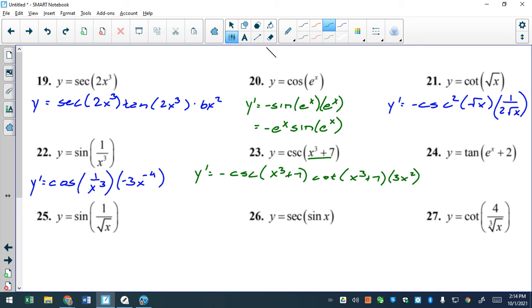All right. 24. Derivative of tangent is secant squared. We leave e to the x plus 2 alone. Then the derivative of e to the x plus 2 is e to the x, and you're done.